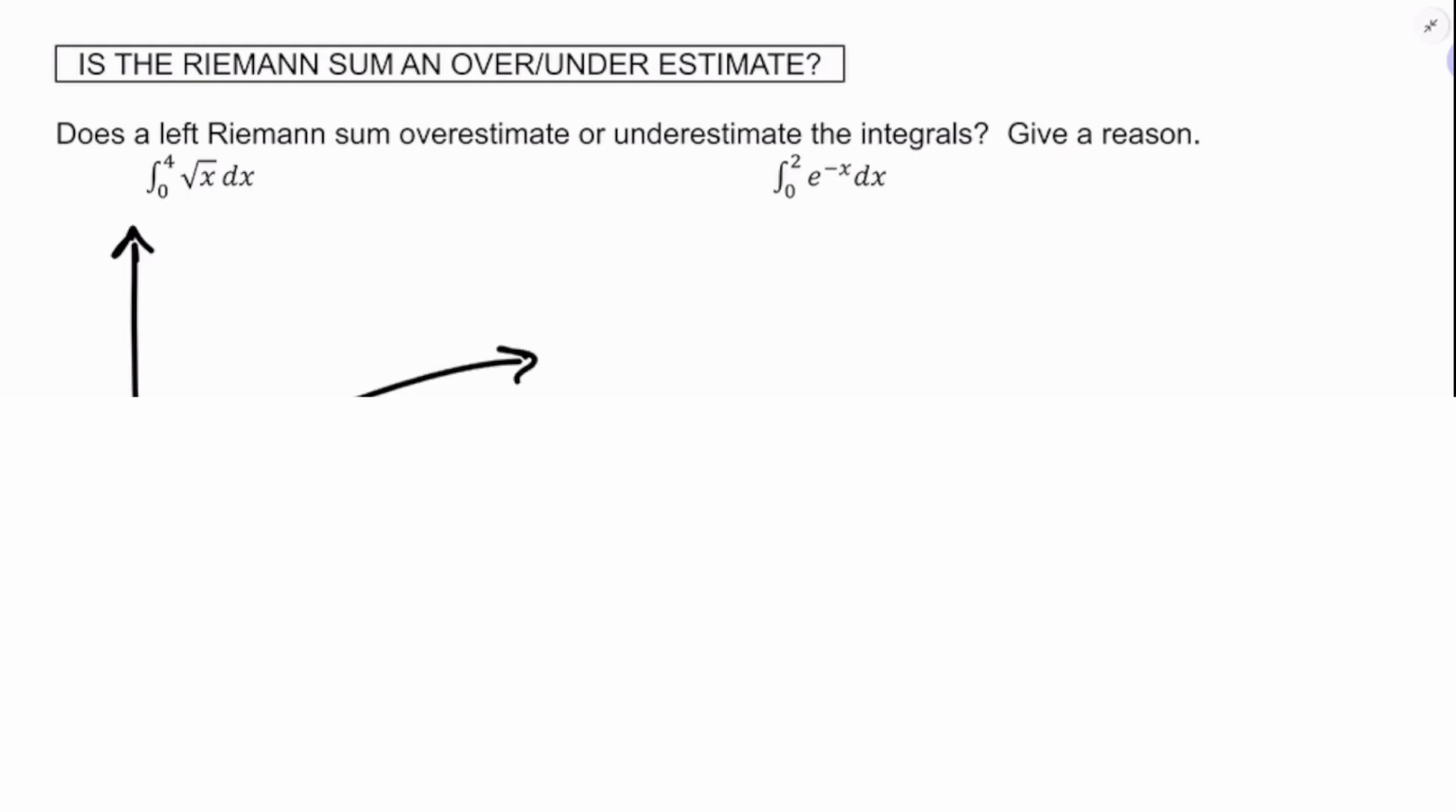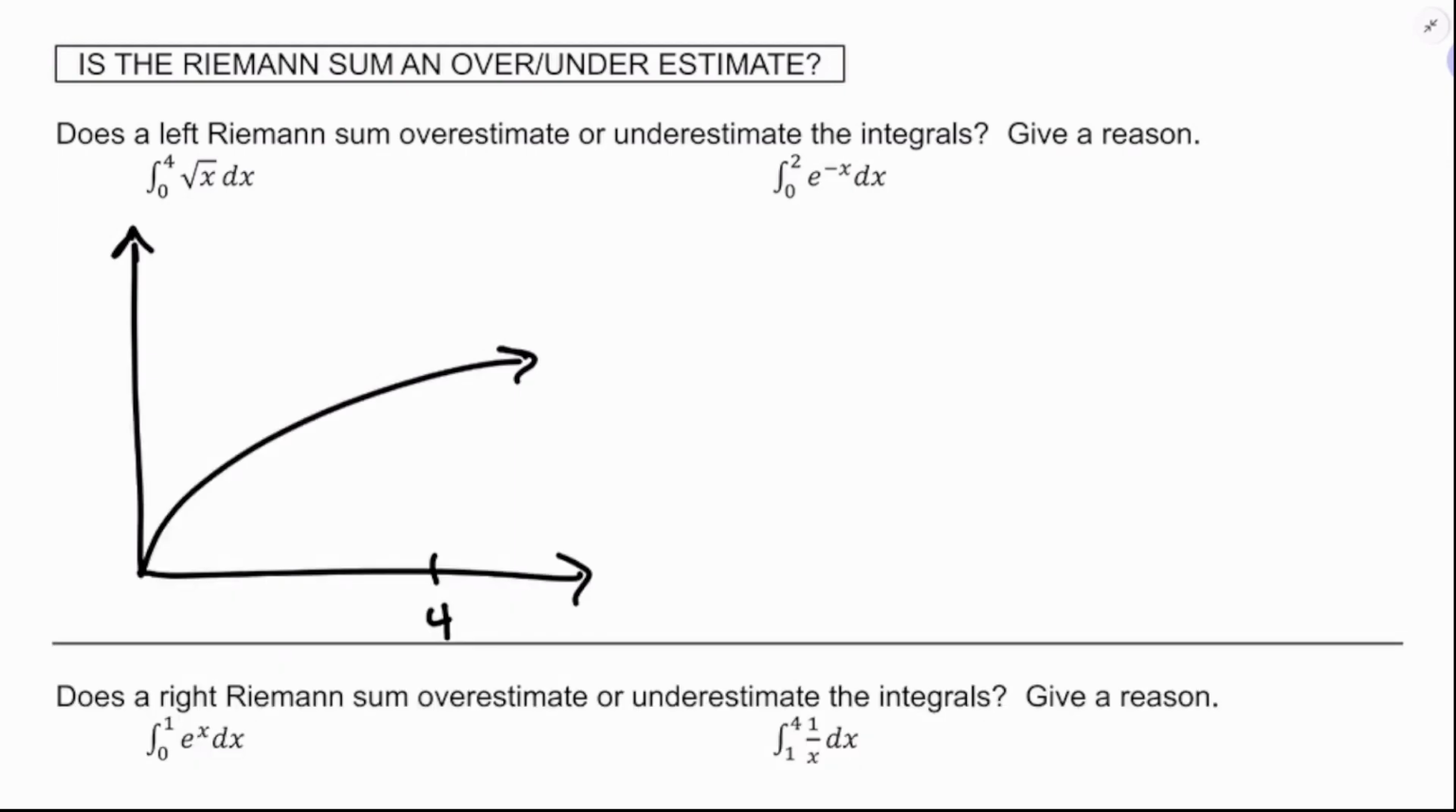My recommendation when you're making these determinations is that you do fewer subintervals. Fewer is going to be better. Fewer will allow you to really clearly see whether it's an overestimate or an underestimate. So if we're going to do a left Riemann sum, I'm just going to divide it into two subintervals. I'm going to use the left edge of each to approximate the value. And we can see pretty clearly that this is going to be an underestimate.